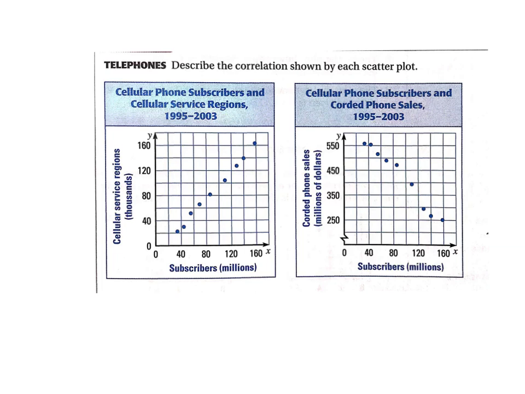All right, the directions here say describe the correlation shown by each scatter plot. The first one is definitely positive. It's going up. Let's see what that is, by the way. It says subscribers to cell phones versus service regions. So as subscribers go up, the regions that have cell service also go up. That's pretty obvious. And this one's obviously negative. It's going down.